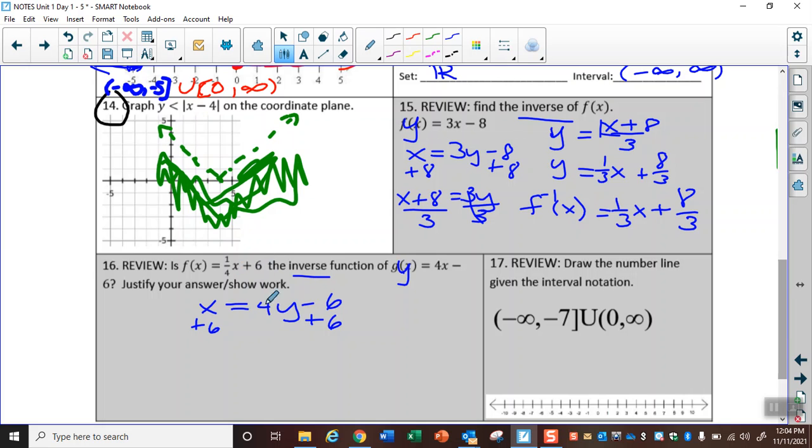So I'm going to add 6 to both sides. It's looking like this might be it, right? So I get x plus 6 equals 4y. And I divide by 4. So I get y equals, and you see the 1/4 and you're like, oh, that must be it. But remember, you have to divide this too. So it's actually 1/4 x plus 6/4. So they forgot to divide the 4 on both places. So this would be no.